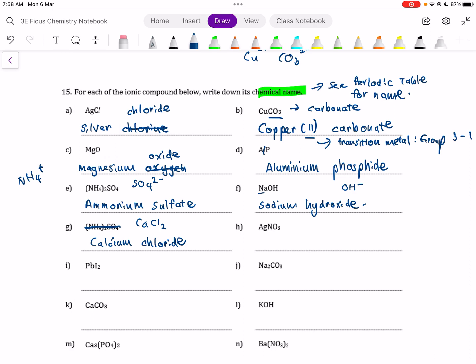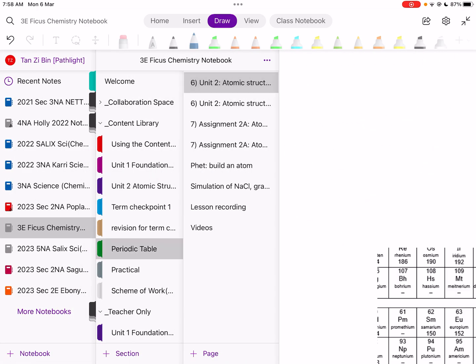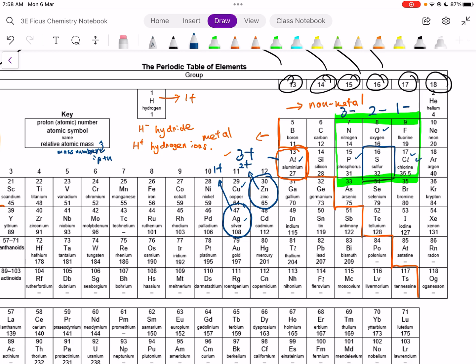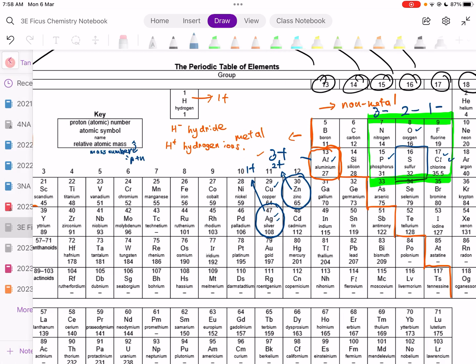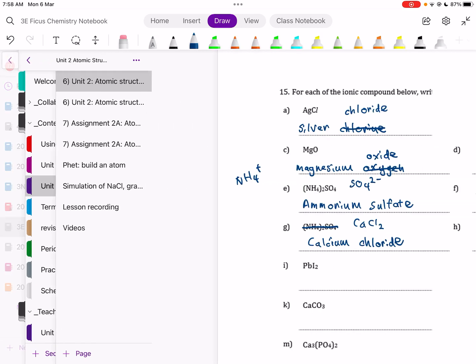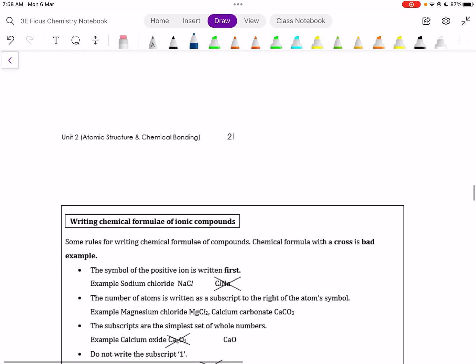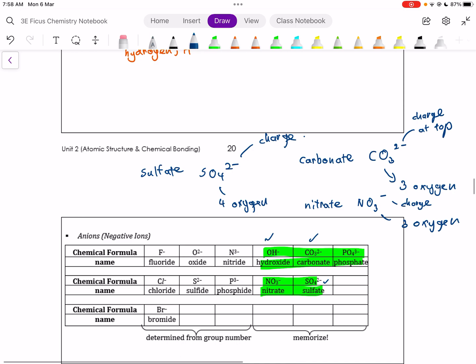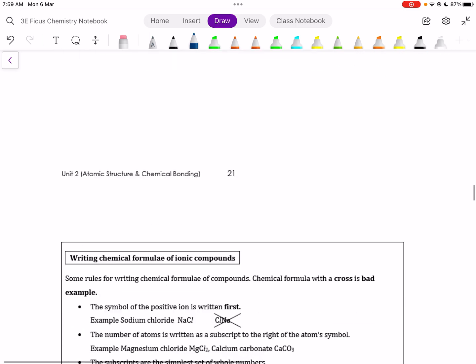Right, okay, then let's go on. I also have AgNO3. If you look at it, Ag is actually silver. Where is it? Okay, here, silver. And then we have NO3, which is in the notes: nitrate. So silver nitrate for this part.